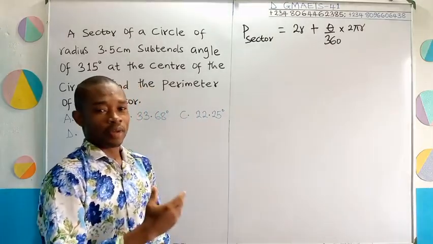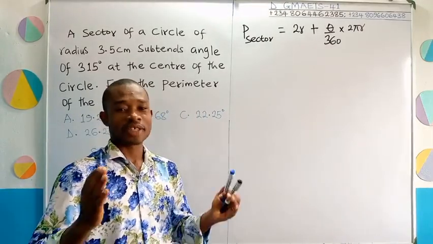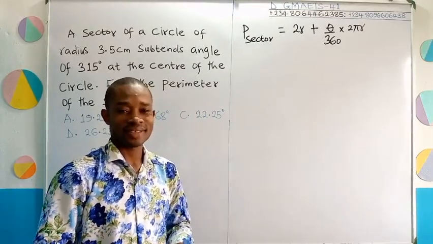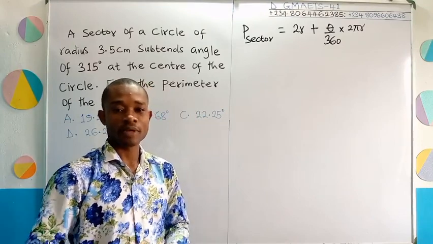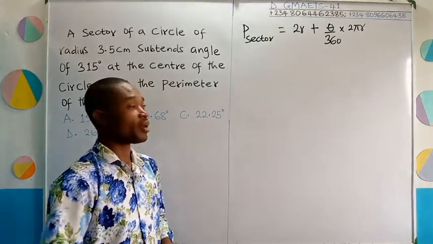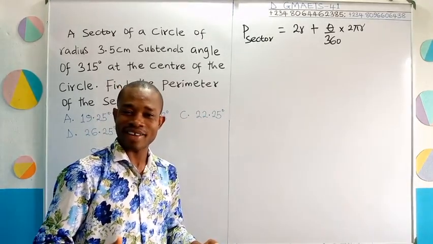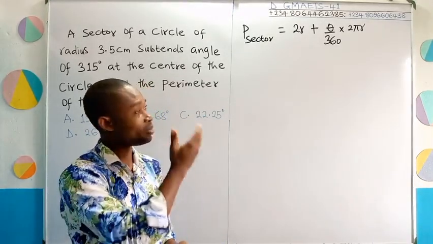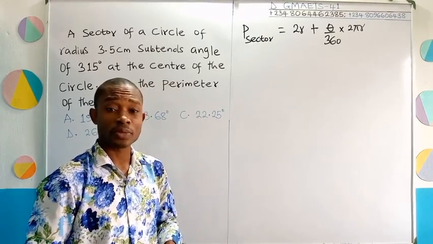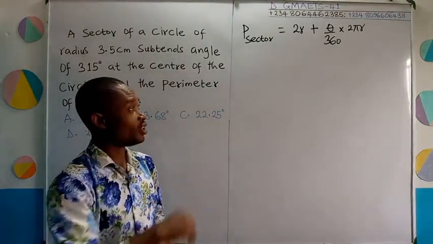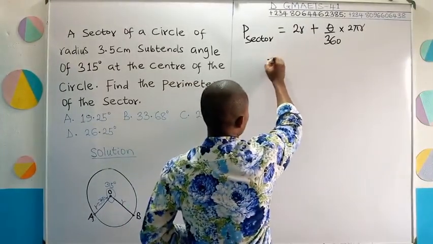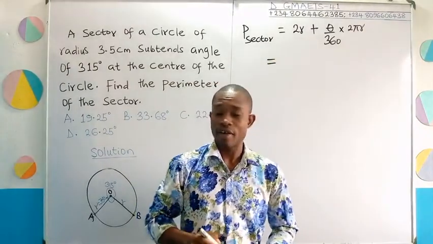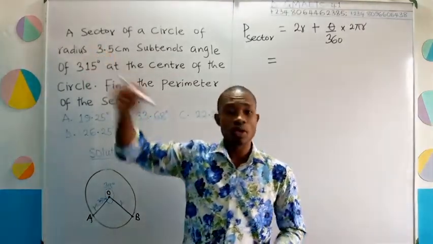This is the formula of the perimeter of a sector, and you are expected to memorize it. Please memorize the formula so that once you are calculating the perimeter of a sector, just smile. With the information given to you, write out the formula. Next, you substitute. Replace the value of the variable given to us in the question. Our radius is 3.5 centimeter, so we're going to substitute there.